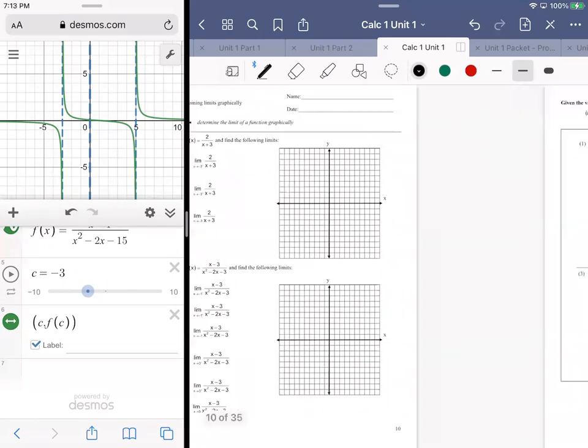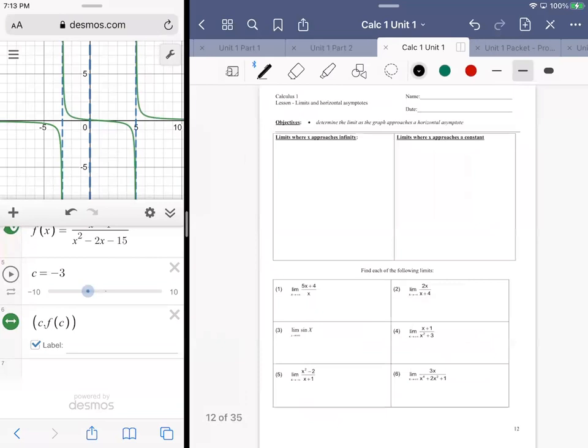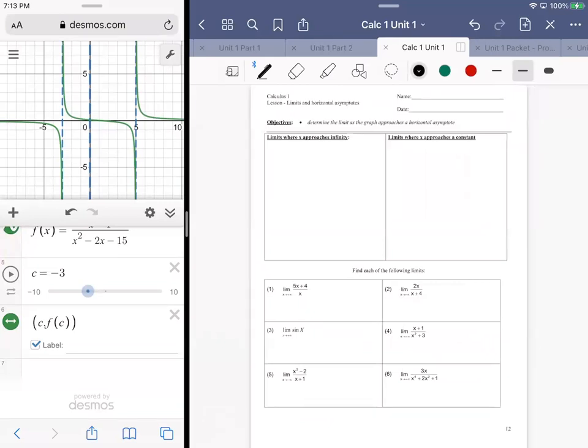But what we're going to do is move on to analytic cases, limits as x approaches whatever, using a more algebraic technique. All right, so let me stop this recording.